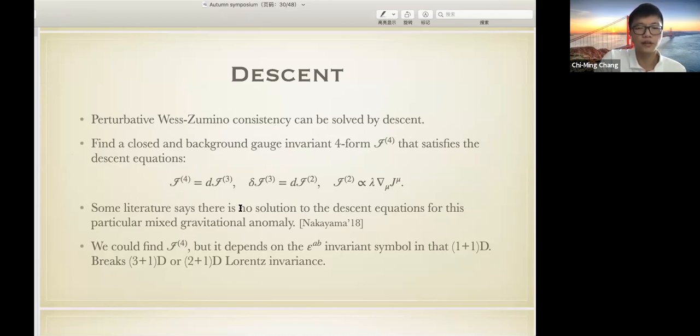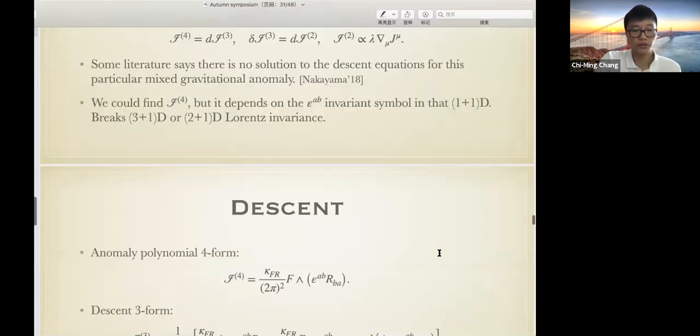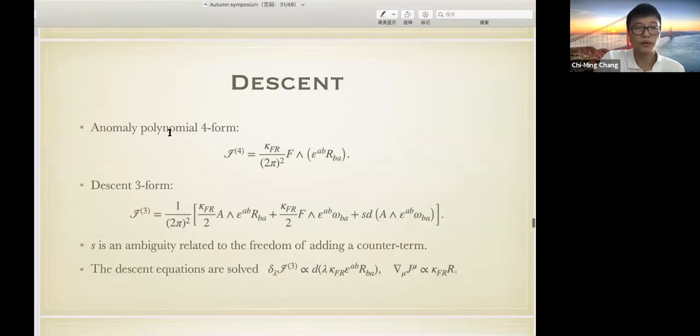And there is some literature that says there is no solution to the descent equation for this particular mixed gravitational anomaly, but we could actually find such a four-form. It depends on epsilon AB, where A and B are the local Lorentz indices. This epsilon AB is an invariant symbol in 1+1d, but it breaks the 3+1d or 2+1d Lorentz invariance. So we can actually solve the descent equation, but the solution is not 3+1d or 2+1d Lorentz invariant. It's only 1+1d Lorentz invariant. So let me show you the solution. The anomaly polynomial four-form is just given by F wedge epsilon AB R^AB, where R^AB is the curvature two-form.